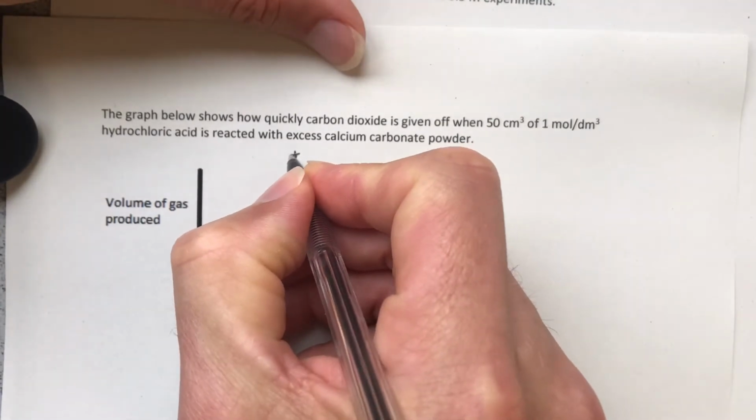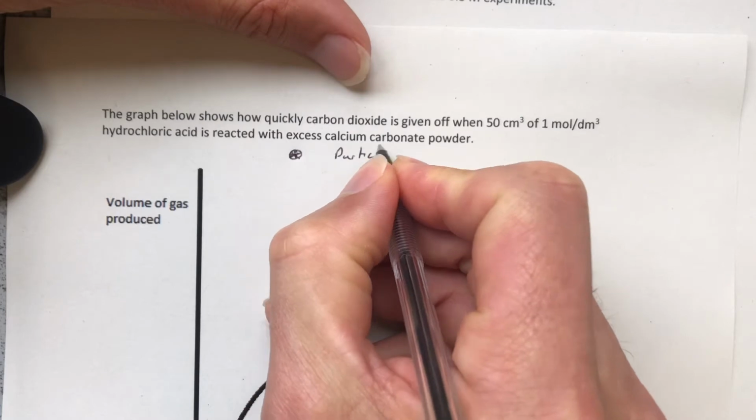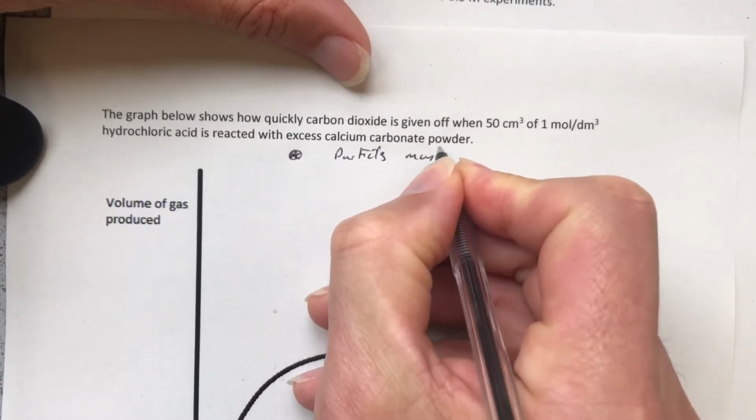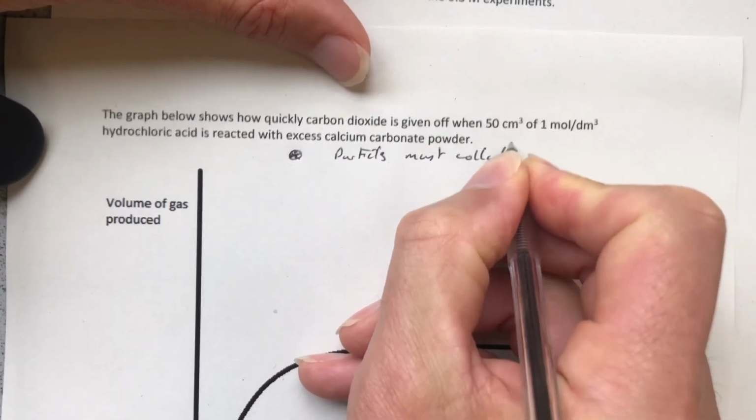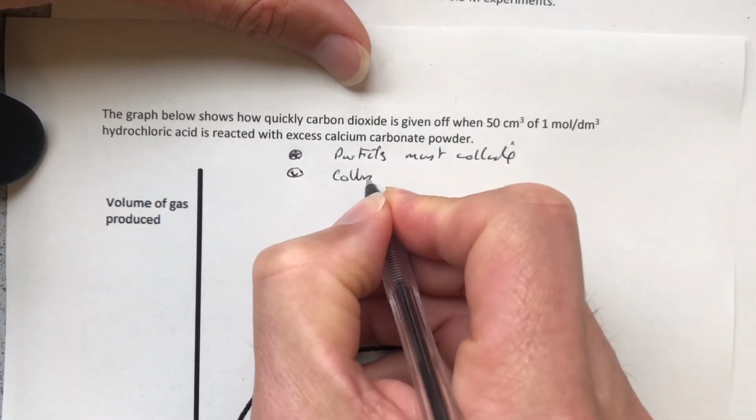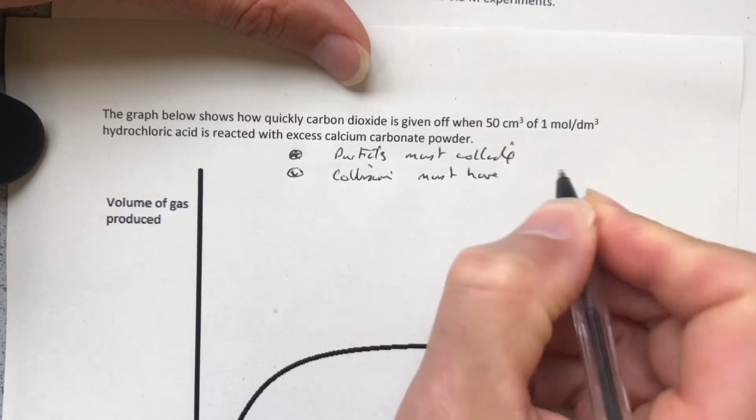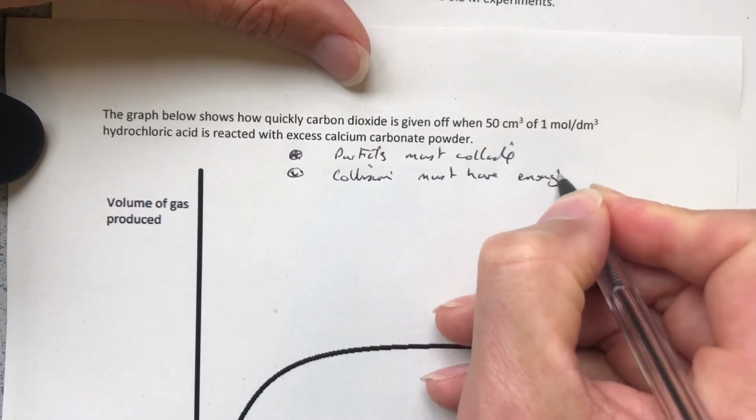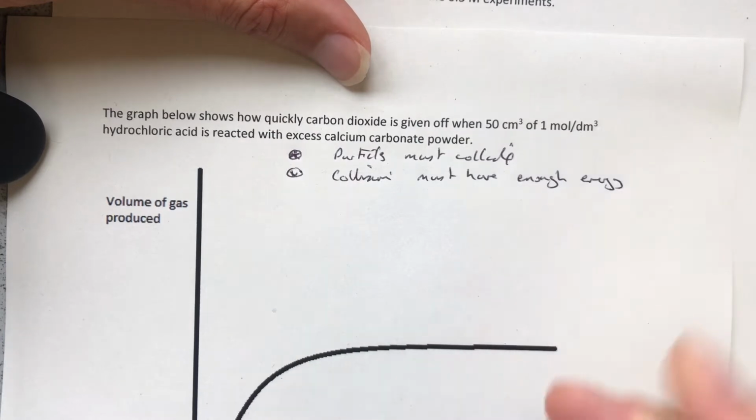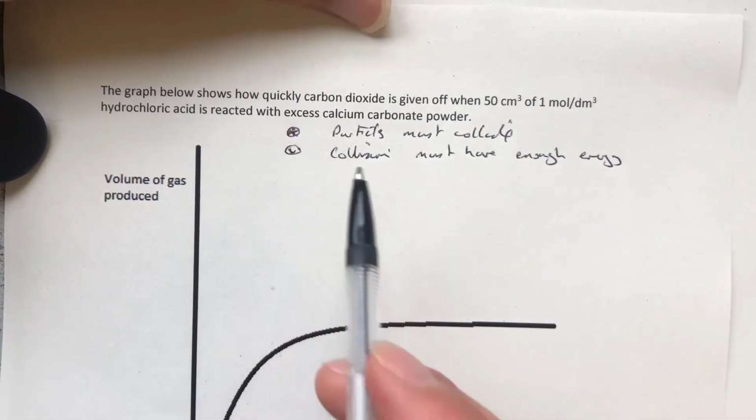First things first. For a reaction to occur, particles must collide. And the second thing for a reaction to occur is that the collision must have enough energy. This is important because if we're going to speed up or slow down a rate of reaction, we change one or both of these.